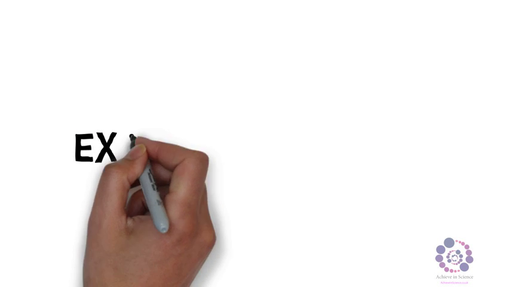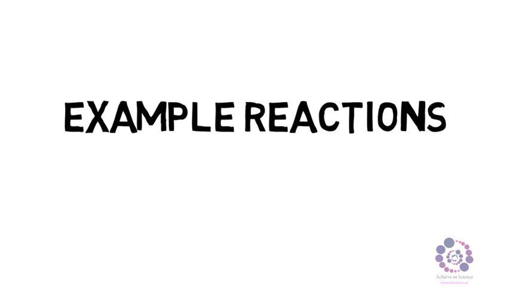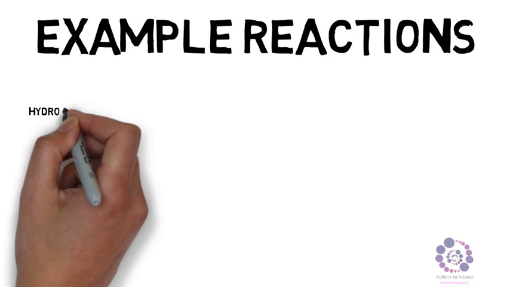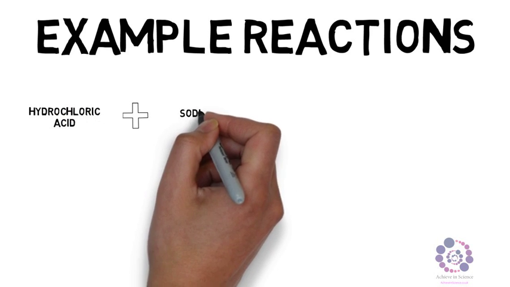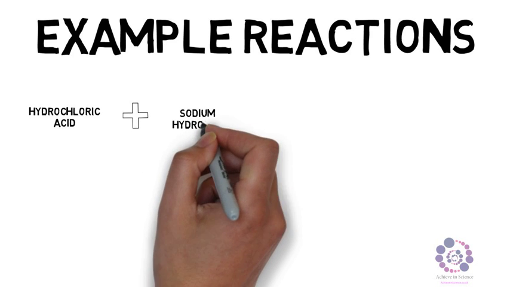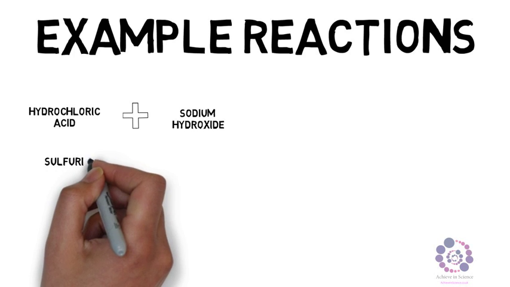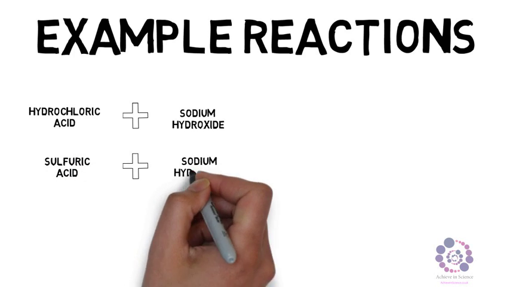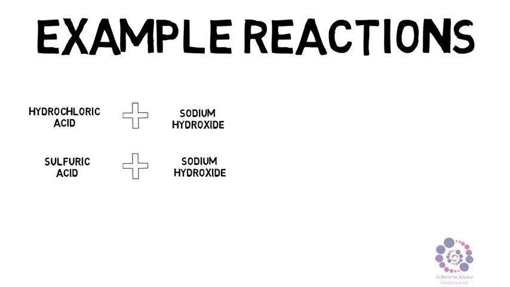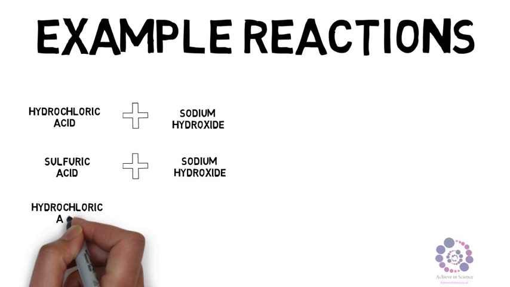Let's have a look at some example reactions. If we have hydrochloric acid reacting with sodium hydroxide as one reaction. In a second reaction we can have sulfuric acid reacting with sodium hydroxide. And in a third reaction we can have hydrochloric acid reacting with potassium hydroxide.